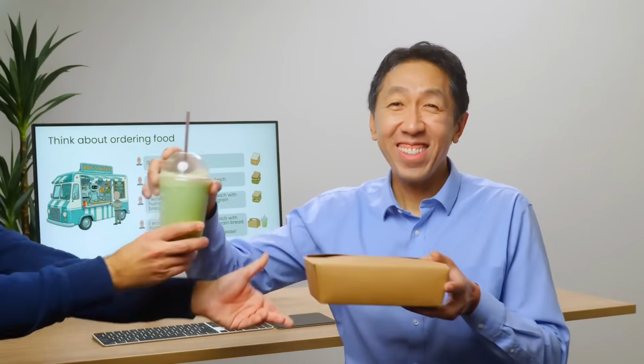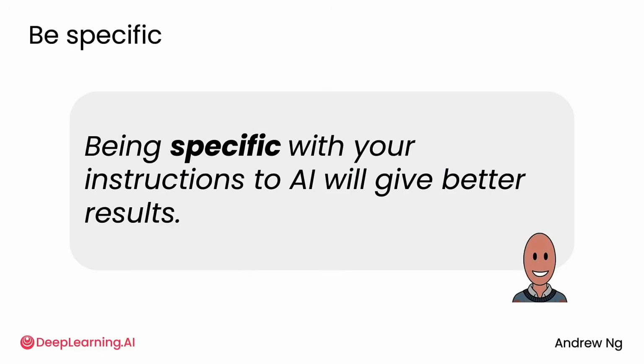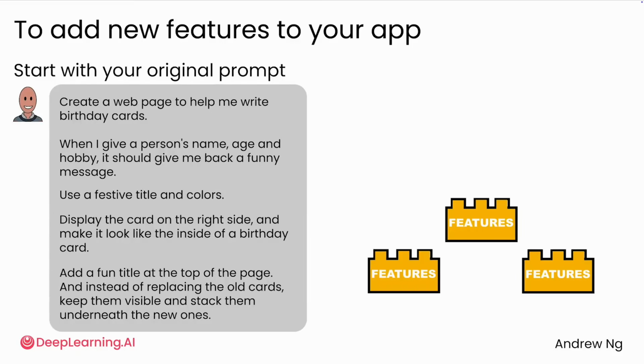Ooh, this is exactly what I wanted. As you gain skills in getting AI to write for you, you get better at being more specific with the instructions you give to AI, and this will give you better results. I previously built an app using a prompt like this, either in one go or by going back and forth a few times. What I'd like to do now is add a few new features and modify some existing ones.